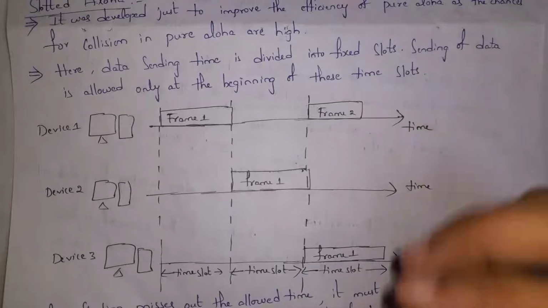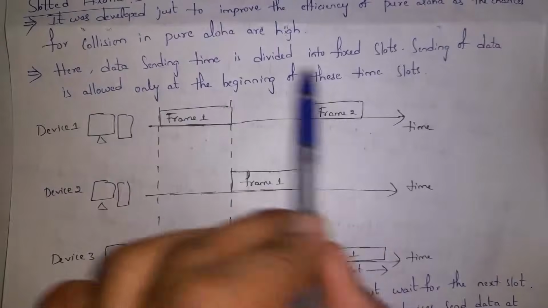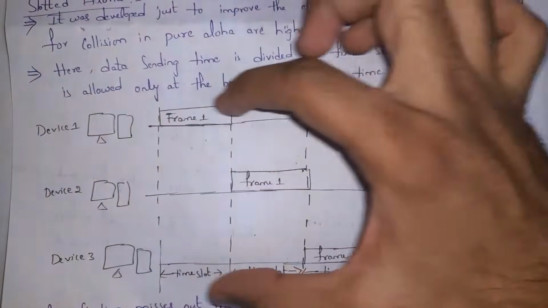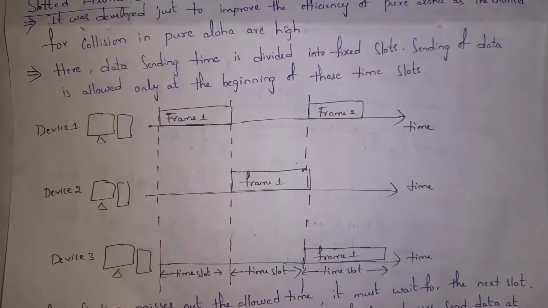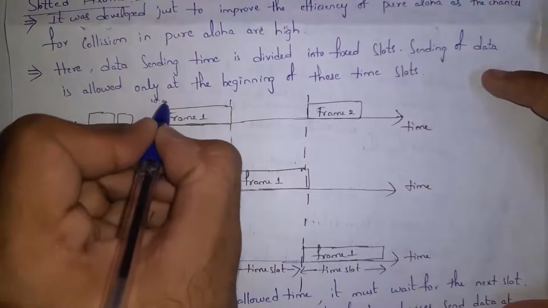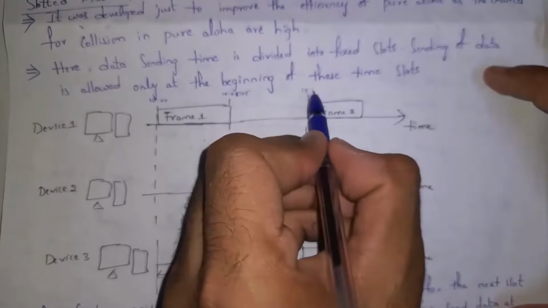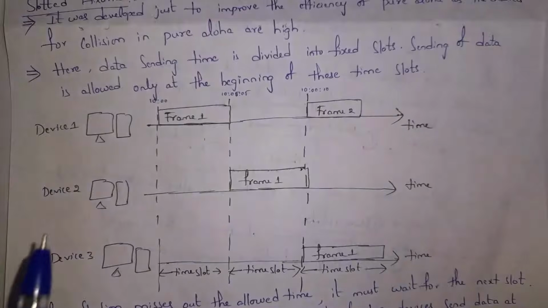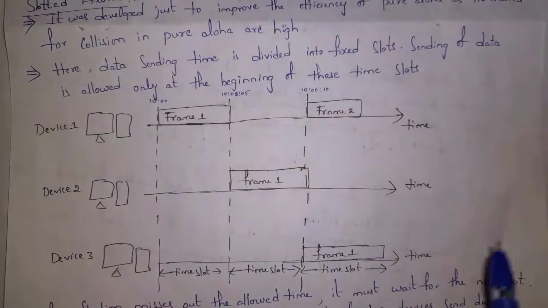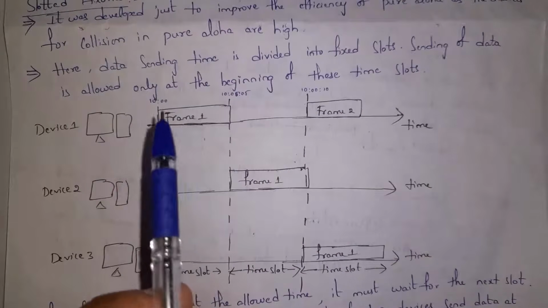As for example, there are three devices which are connected to a single cable. These lines are all considered a single cable. So this is one single cable. In this single cable, data sending time is divided into fixed time slots. For example, let's say time is 10 o'clock, here time is 10.5 seconds, and similarly here time is 10.10 seconds. Like that, sending time is divided into fixed time slots and a device can send data only at the beginning of a time slot. A device cannot send data in the middle of a time slot. A device needs to send data only at the beginning of a time slot.